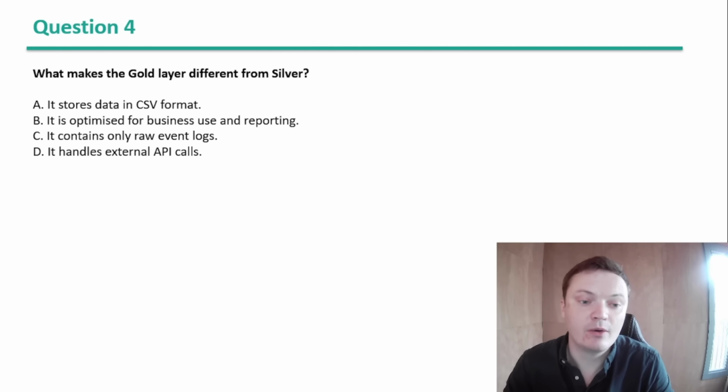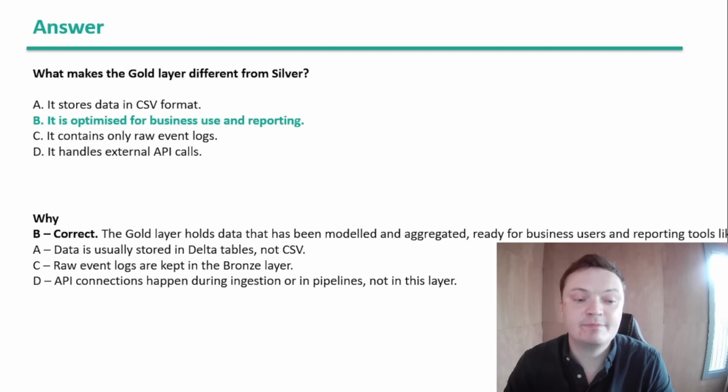Question 4. What makes the gold layer different from the silver layer? A, it stores data in CSV format. B, it is optimized for business use and reporting. C, it contains raw event logs. Or D, it handles API calls. And the answer is B, it is optimized for business use and reporting.